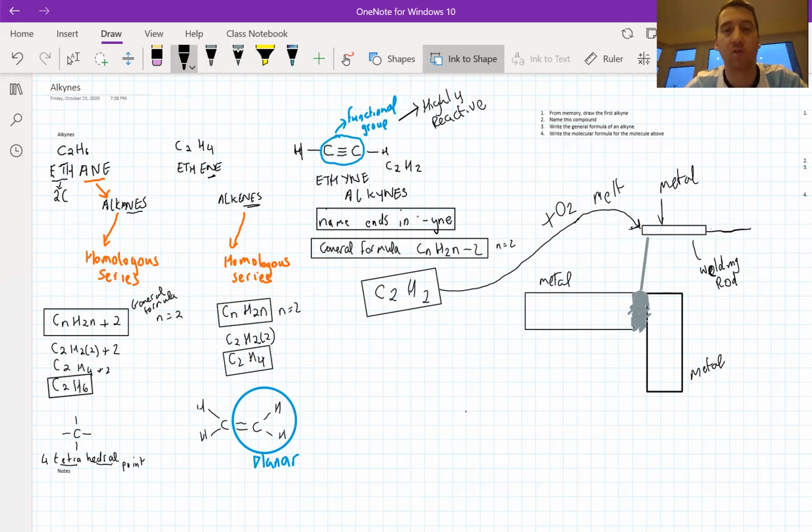So this is one of the uses of ethyne. And the reason why that's possible is because it's such a reactive substance. It burns at a very high temperature. So the use here is it's used in welding because it burns at a very high temperature when you mix it with oxygen.